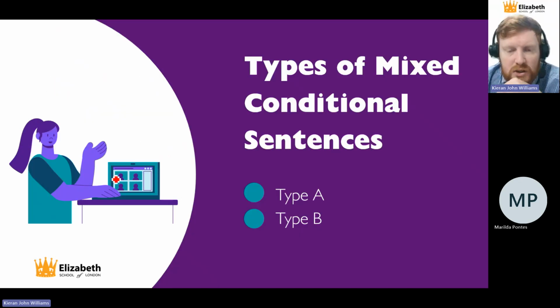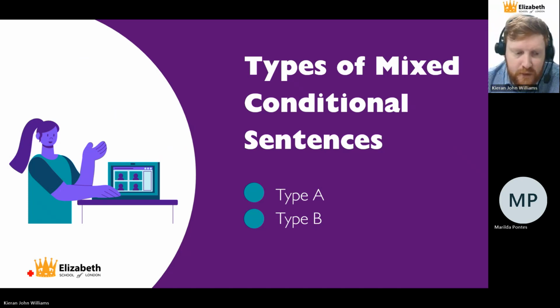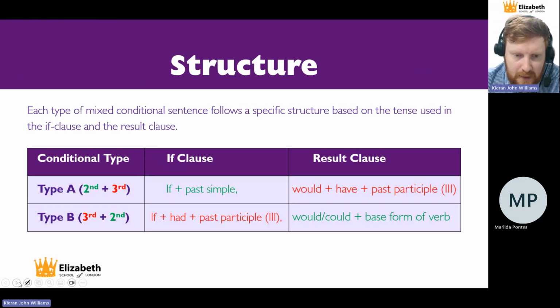Okay, so mixed conditionals, as we've said, mix second and third conditional or third and second conditional like that. So it can often be confusing when you're talking about them about which specific ones you're describing. So just for this lesson, we're going to describe them as type A and type B because they will be constructed in different ways and they will have different functions. So type A and type B. Okay, so let's look at these here.